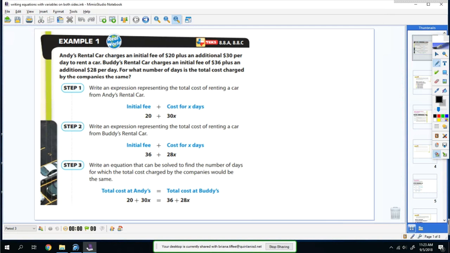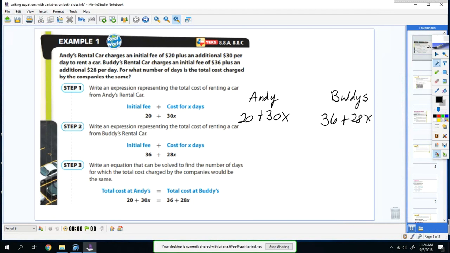So example 1, Andy's rental car charges an initial fee of $20 plus an additional $30 per day to rent a car. Buddy's rental car charges an initial fee of $36 plus an additional $28 per day. For what number of days is the total cost charged by the companies the same? So we have Andy's. Andy's is $20 plus $30 per day, and that's 30x because I don't know how many days. And then I have Buddy's, which is $36 plus $28 per day, so that's 28x as well.